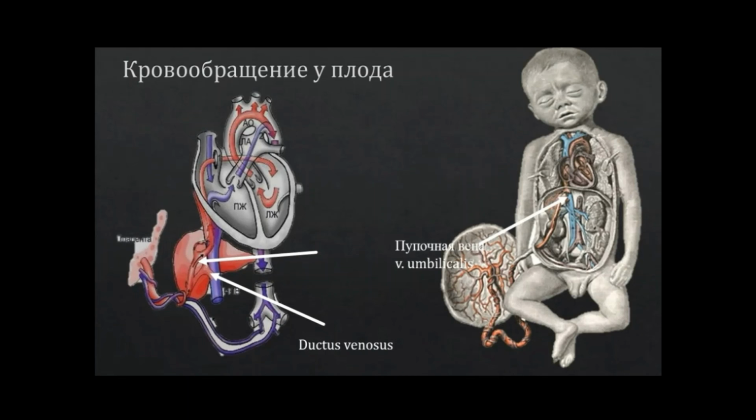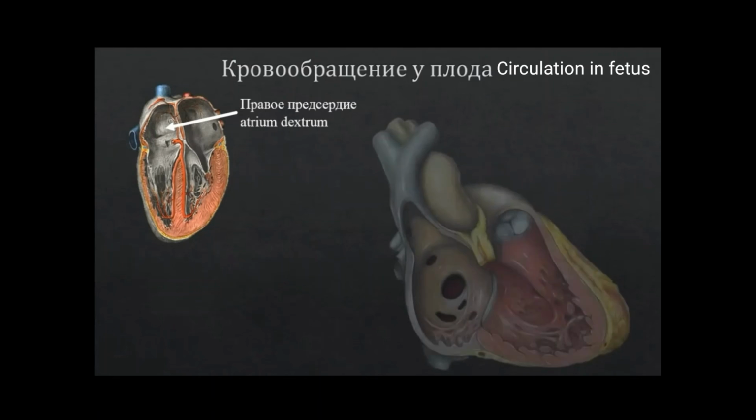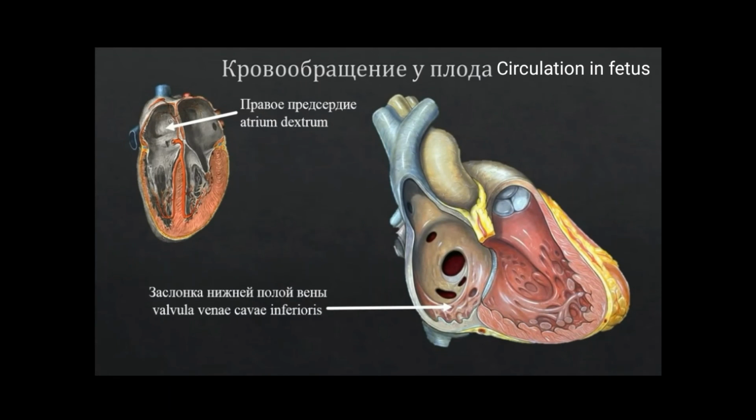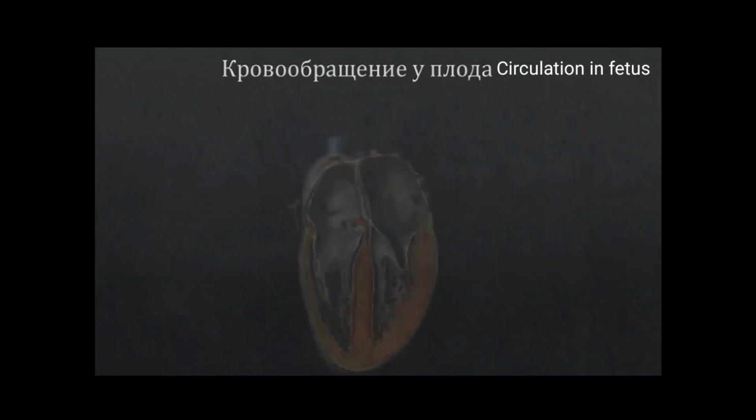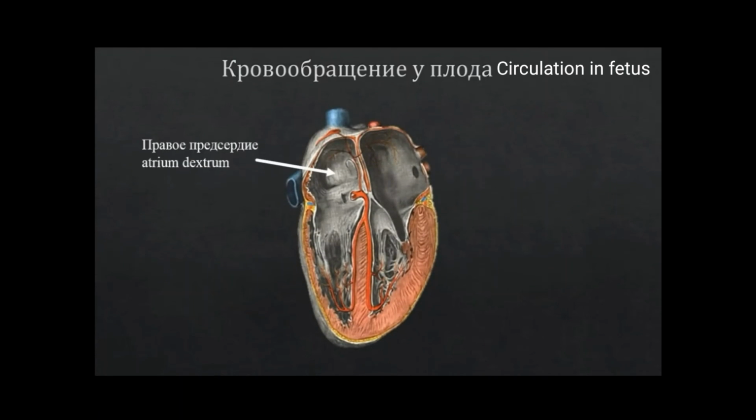All blood from the umbilical vein enters the inferior vena cava, where it mixes with the venous blood flowing through the inferior vena cava from the lower half of the fetal body. Mixed blood flows through the inferior vena cava into the right atrium. From the right atrium, it is directed by the valve of the inferior vena cava, valvula venae cavae inferioris, through the foramen ovale into the left atrium. From the left atrium, mixed blood enters the left ventricle.